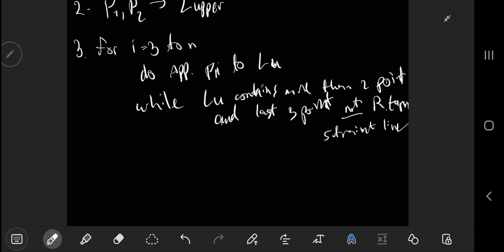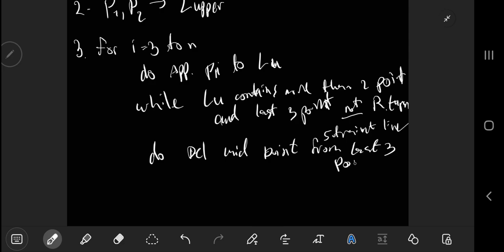It depends on how we will define the algorithm, but we may have problems with this definition of not a right turn. They didn't say left turn. They said not a right turn. So while it happens, what we are going to do is delete the middle point. So let's say delete midpoint, but which midpoint? From the last three. From the last 3 points, delete the middle point.